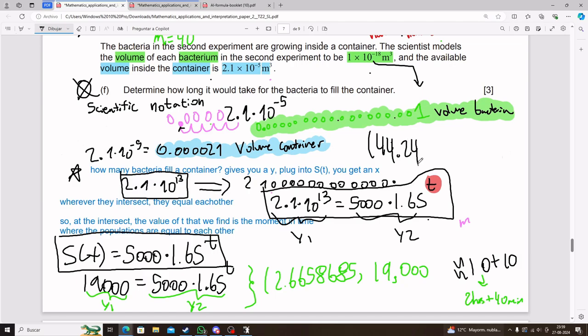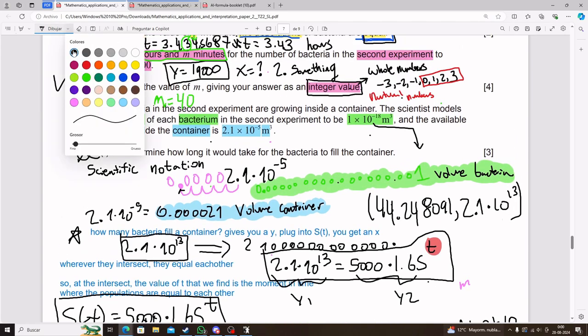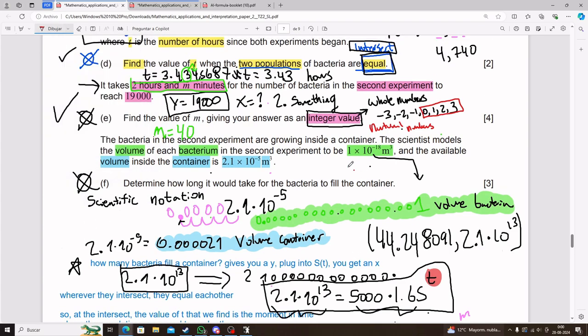So when you did calc intersect, you ended up with 44.248091, comma, your y1. See? So clearly in this context, my y was my population, my x was my time. Here they're asking for how long it would take. So they are asking for my x. See, so the x in this context is this number here. So that is your answer for part F.